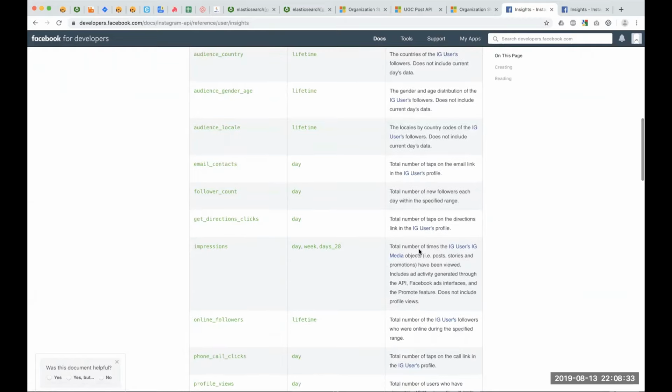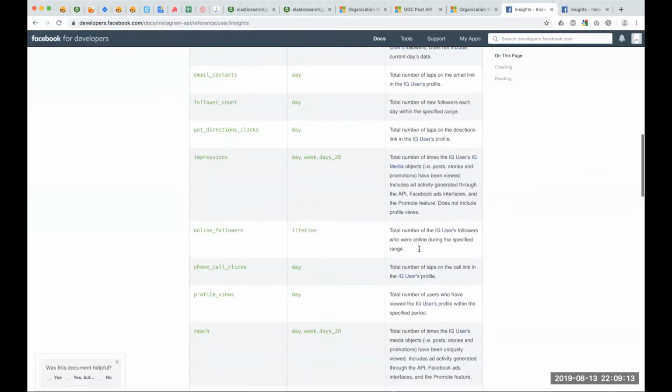The other kind of metrics that there are the period metrics. For instance, email contacts or get directions clicks. Let's say get directions clicks is how many people tapped the directions link in the user's profile. So you get that number for each day. So if you get the number for today, at the end of the day, 3 people or 5 people clicked the directions link, but you won't get the lifetime number. So that's an important thing to note.